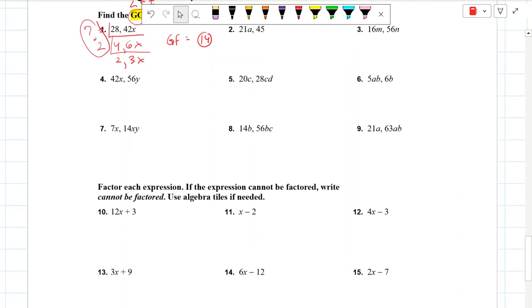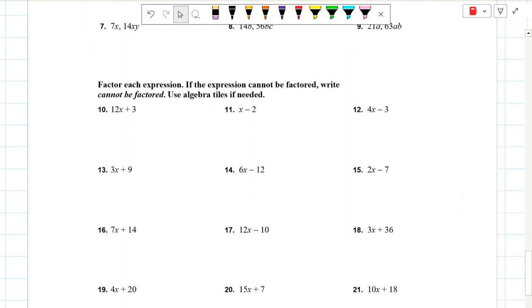Pretty self-explanatory. And then down here, the next set of directions says factor each expression, and we just got done doing that in the notes. It says if the expression cannot be factored, write cannot be factored. Use algebra tiles if needed.